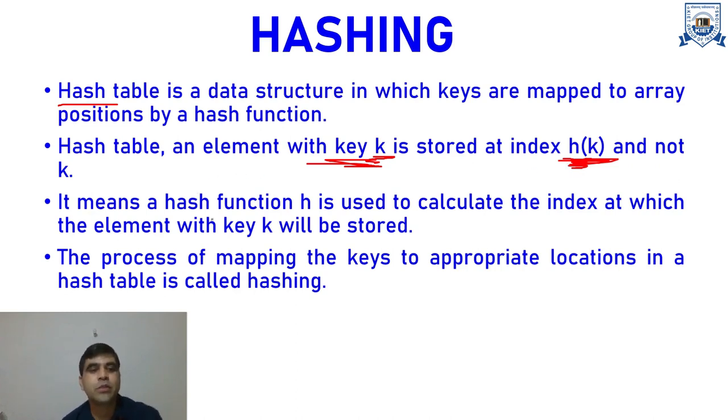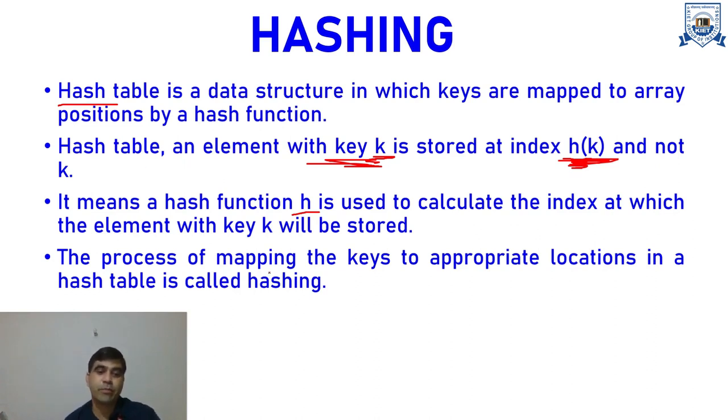So the hash function h is used to calculate the index at which the element with key k will be stored. h is nothing but a function, some mathematical formula which we need to perform on the given key, so that we can calculate the actual address of the array where we can store that particular key.